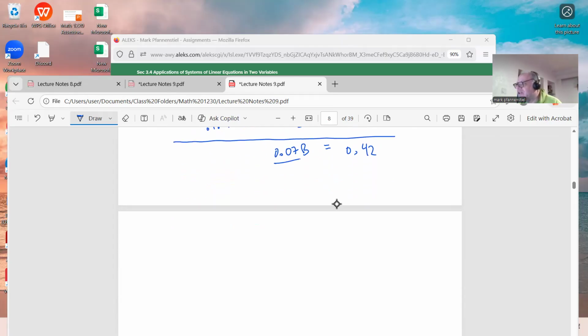And then the last thing we're going to do is divide by 0.07. B equals, we have 0.42 divided by 0.07 equals, and I got 6. B is equal to 6.